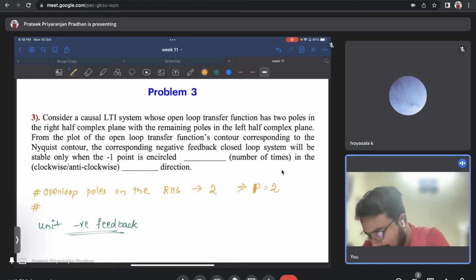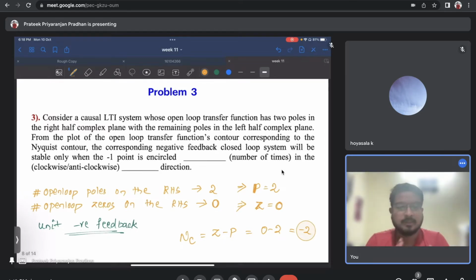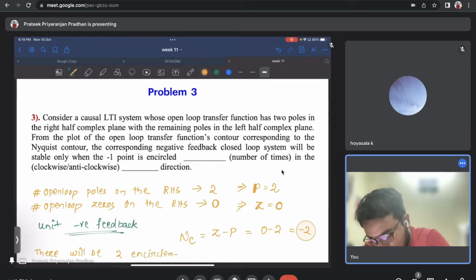So suppose we assume the open loop zeros on the right hand side to be 0. Then Z will be 0, and the number of encirclements N_C is equal to Z minus P, which is 0 minus 2, equal to -2. What does the -2 encirclement mean? Encirclement should be positive, so this means there will be 2 encirclements, but in the counterclockwise direction.